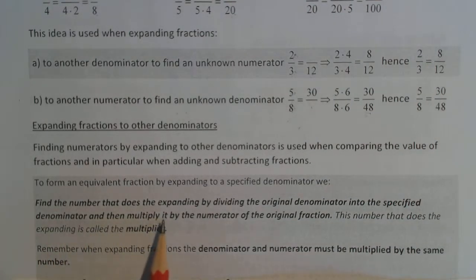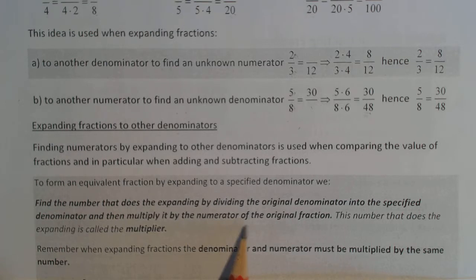We find the number that does the expanding by dividing the original denominator into the specified denominator, then multiply it by the numerator of the original fraction. And this number that does the expanding is called the multiplier.